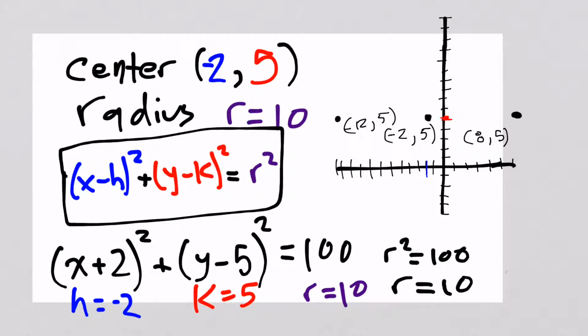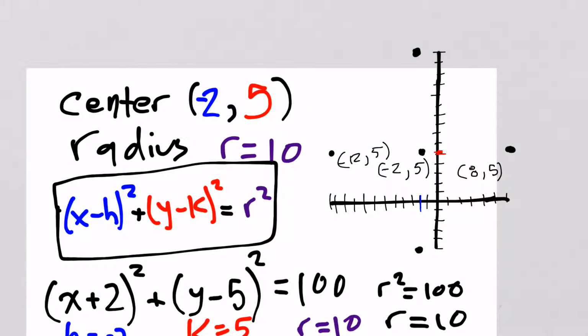And now we can go and do the same thing in the y direction from that center. I can go up 10, and I can go down 10, and again in both instances I can label that. The x value is now staying the same, and the y value is increasing by 10 to get my top point, and decreasing by 10 to get my bottom point. So I have those 4 key points, and I can do my best to draw a circle in from there.